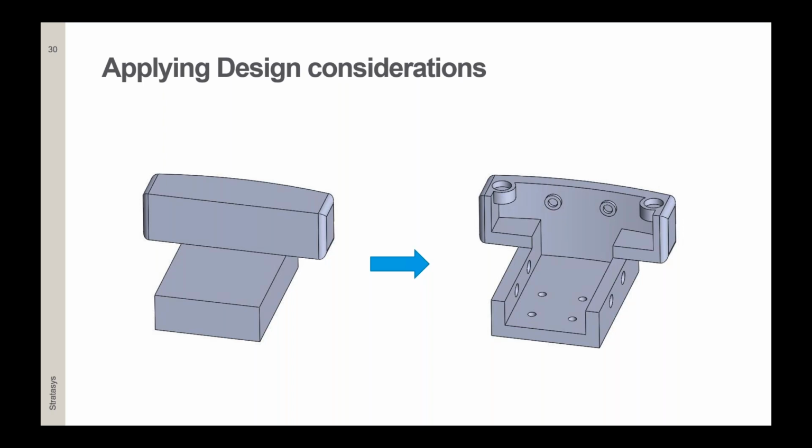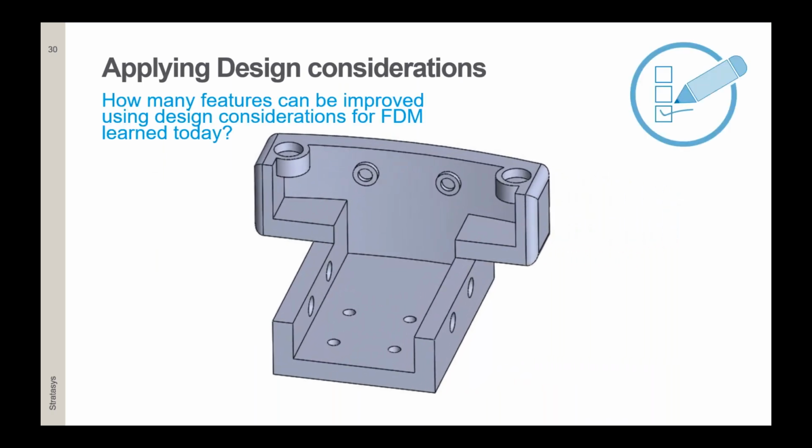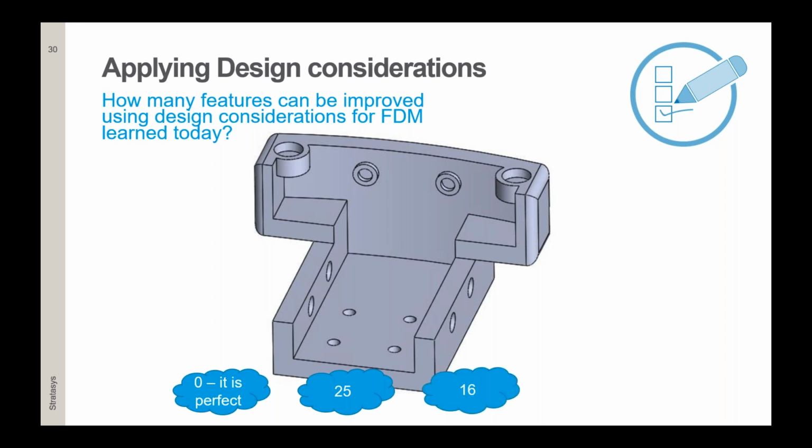And what I would like to do again is ask the audience to briefly look at the part here and try to guess how many features can be improved using some of the rules we learned today. Some of the rules we actually learned today, not the last session. How many of those features added into this part can be improved? And the question is 25, 0, the part is perfect, we can print it, or 16.